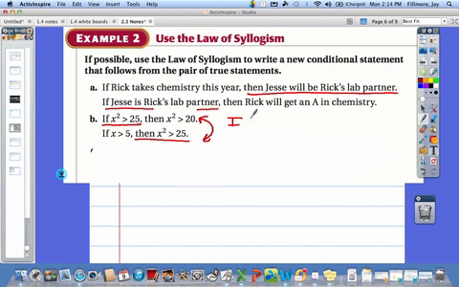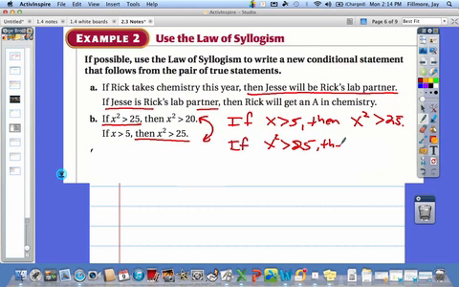So if x is greater than 5, then x squared is greater than 25. If x squared is greater than 25, then x squared is greater than 20. That's what we're used to seeing. So we see that the conclusion and the hypothesis are the same, so we can cut them out and just say if x is greater than 5, then x squared is greater than 20.